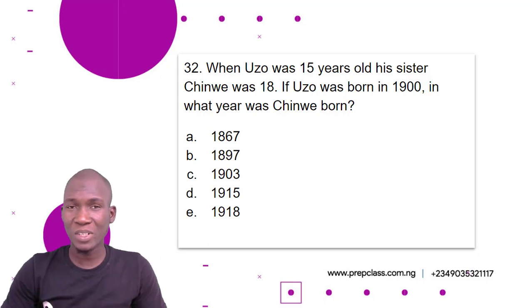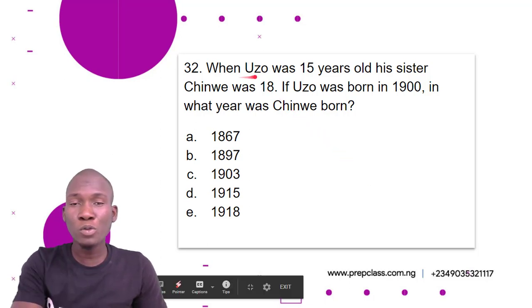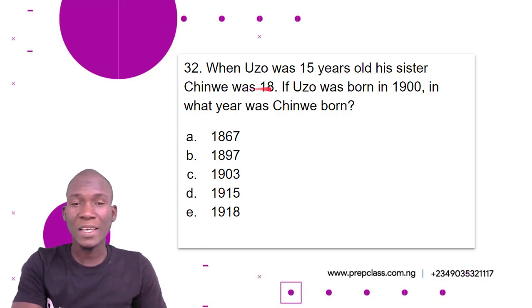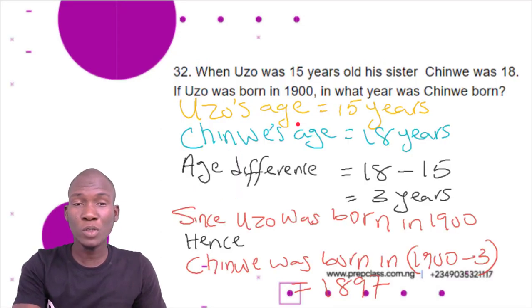Now, how can we interpret this? Let's read the question line by line. When Uzo was 15 years old, his sister was 18. So when Uzo was 15 years old, his sister Chinwe was 18. So it means the age difference is 3. So Uzo was born in 1900. What year was Chinwe born? So since we already know that the age difference here is 3, it means we can easily find the year Chinwe was born.